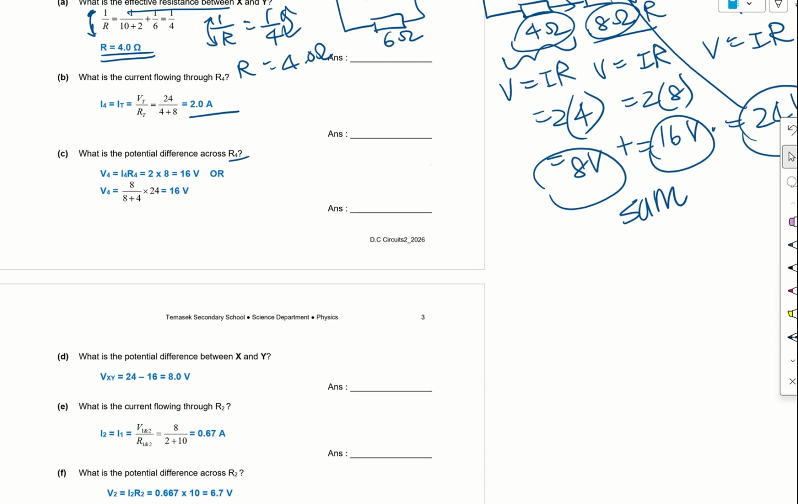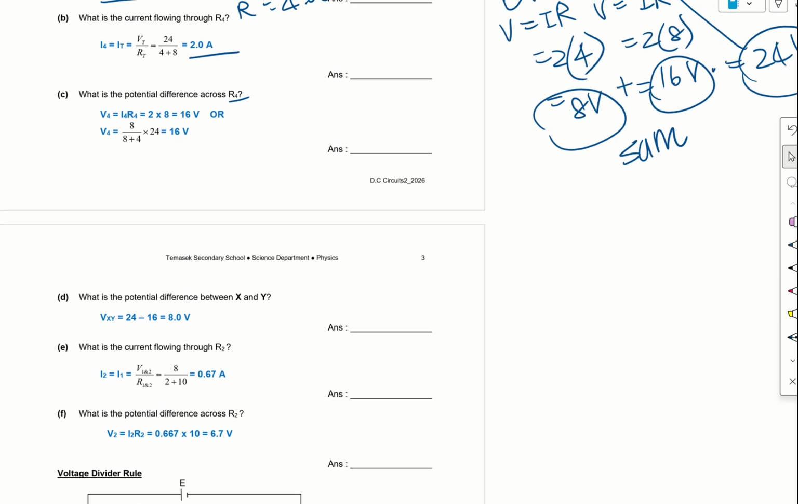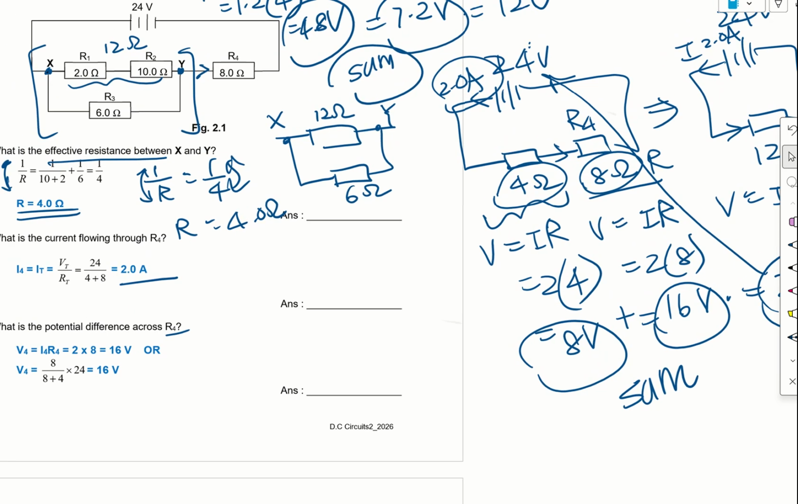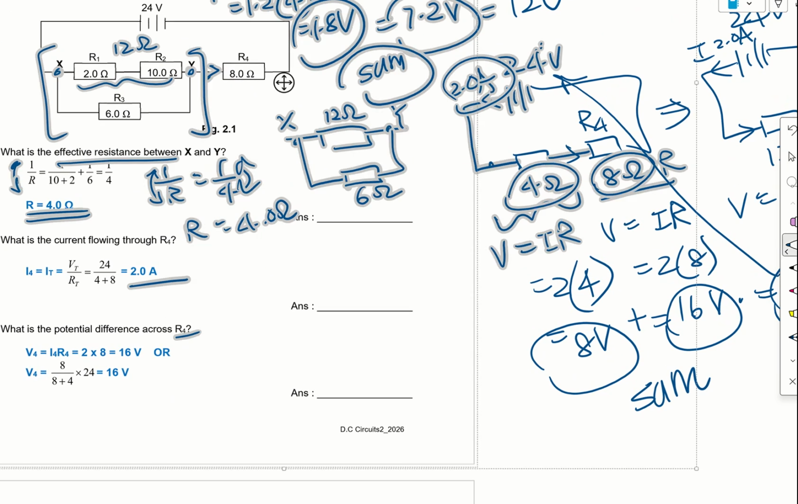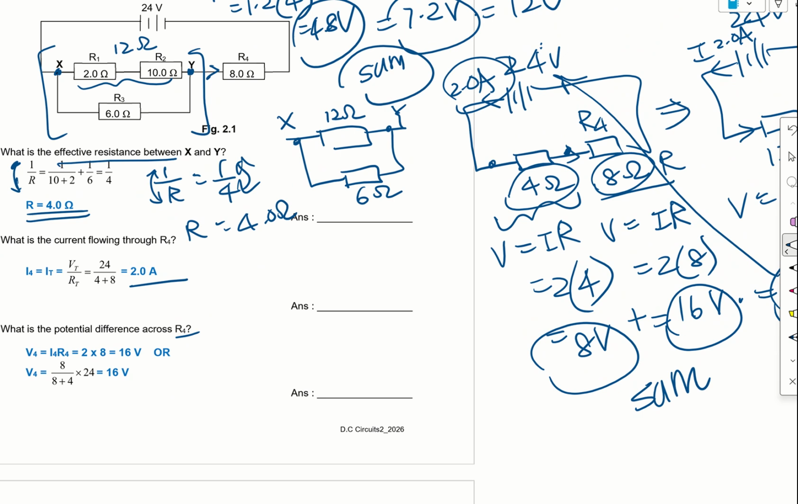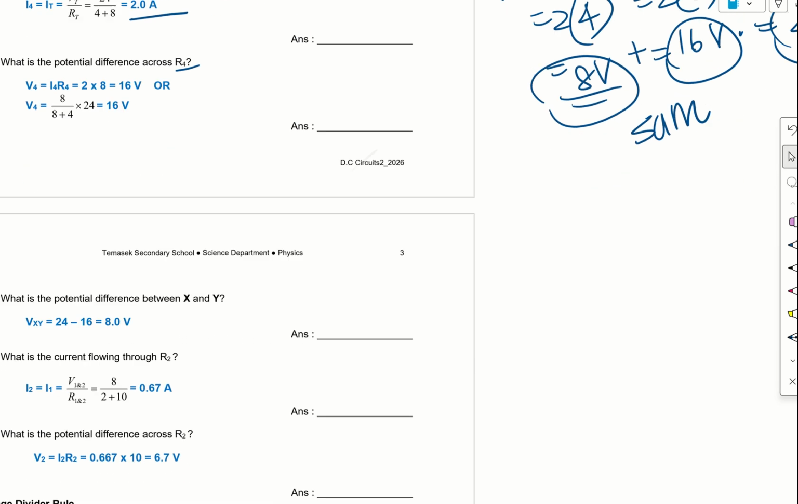Okay, now they want us to calculate the potential difference between X and Y. So where did we get this 4 ohm? This 4 ohm is actually from the parallel connection of the 12 ohm and the 6 ohm, so that we can get our 4 ohms, right? So the potential difference across X and Y will then be equal to 8 volts.